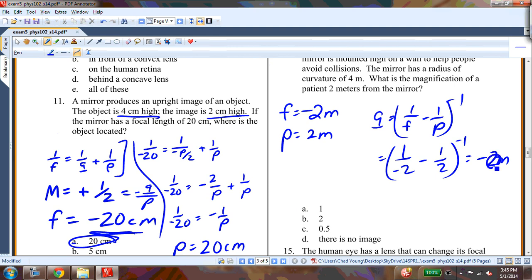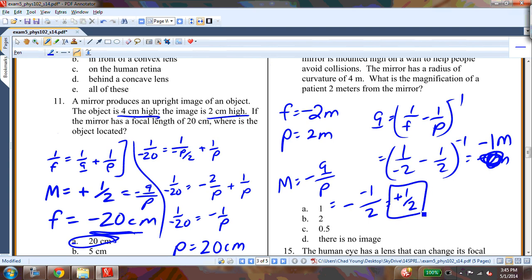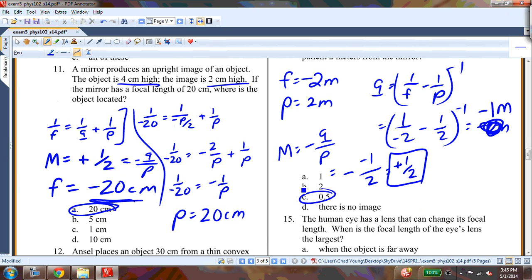So Q is equal to, or excuse me, negative 1 meters. And then if I want to find my magnification, it's negative Q over P. That's equal to negative 1 over 2. That's positive 1/2, which jives with what I know about convex mirrors, because convex mirrors produce upright, smaller images. And so C is the right answer.